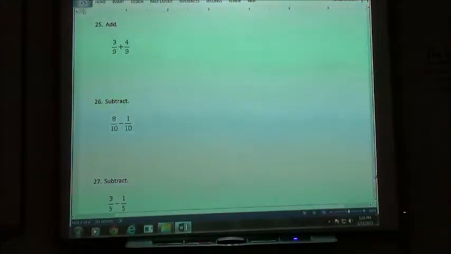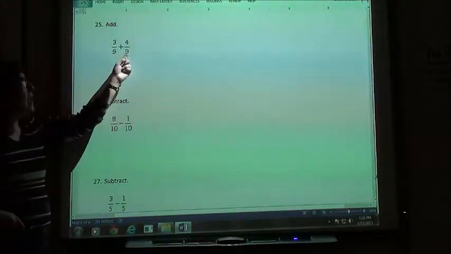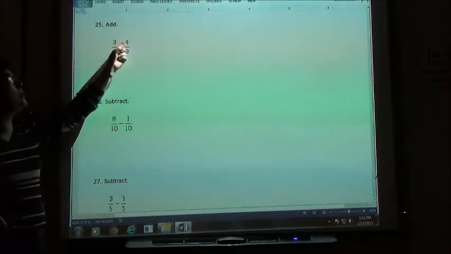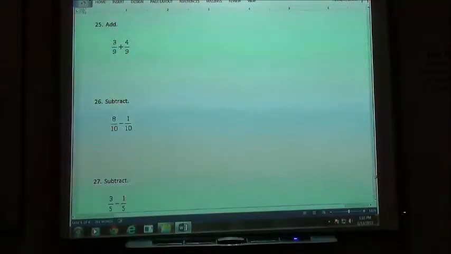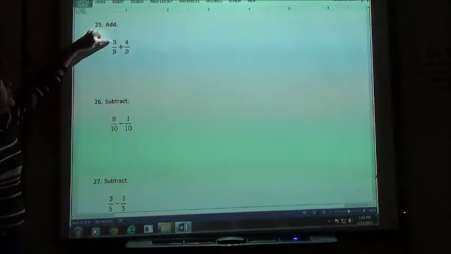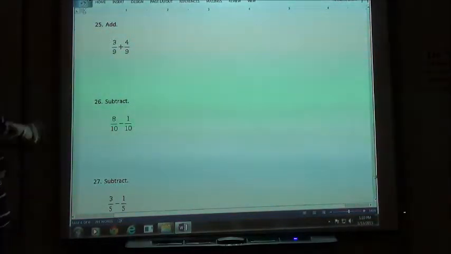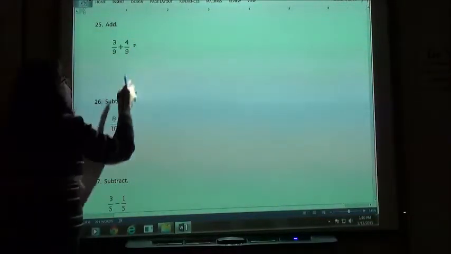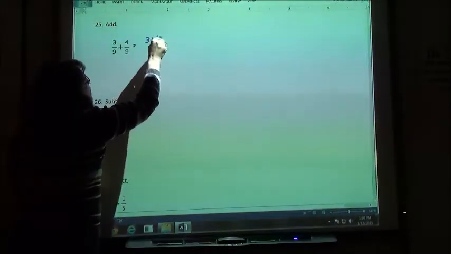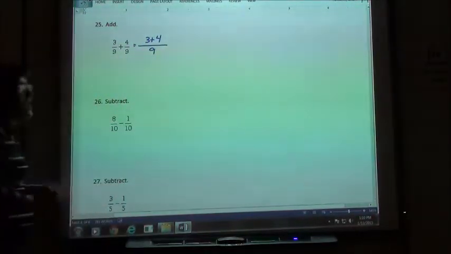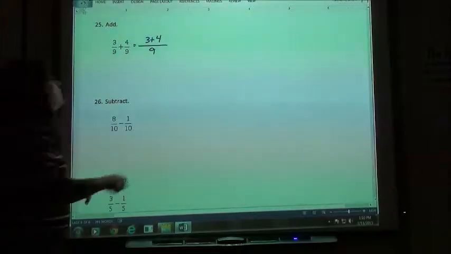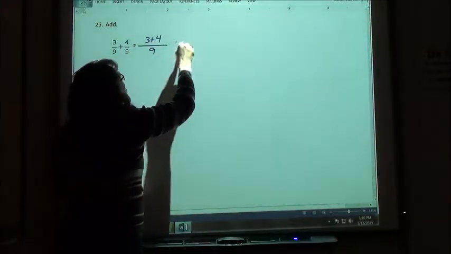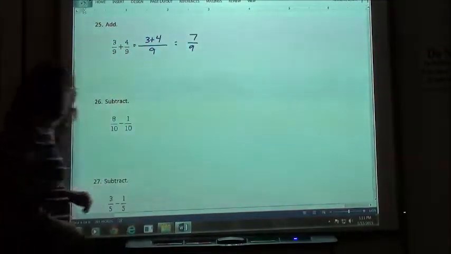If I'm going to add fractions, once they have a common denominator, all I'm really doing is adding the numerators, the top numbers. So the top number is called the numerator, the bottom number is called the denominator, and if I'm going to add those, I'm just taking the 3 plus 4 on top and keeping that same denominator. So 3/9 plus 4/9 is just going to give me 7/9.